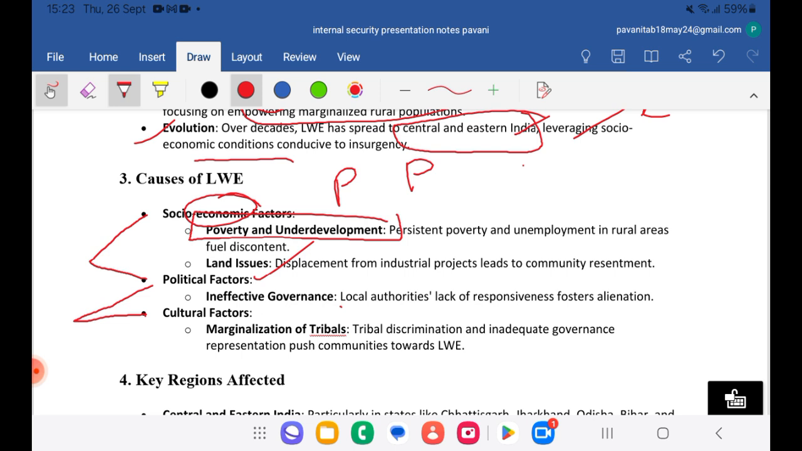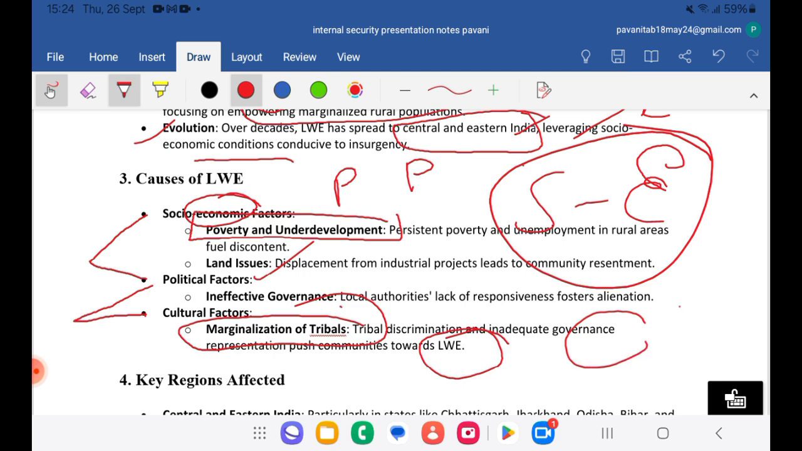Then we have another important point, cultural factors. What are those? Marginalization of tribals. Here tribal discrimination has happened, and inadequate governance representation pushes communities towards left-wing extremism. When there is an issue among these marginal people, good governance should resolve it. Otherwise, it leads to left-wing extremism. So when we talk about causes, we should talk about socio-economic factors, because we already read in the definition that it is for socio-economic justice. That means there is injustice going on. Socio-economic factors, cultural factors, and political factors we should mention.